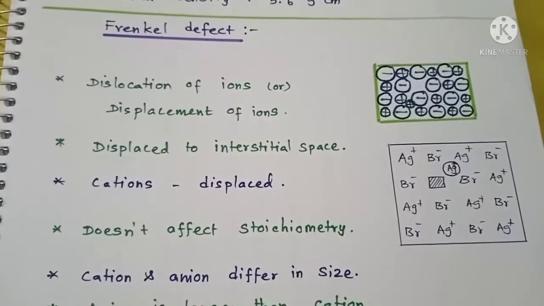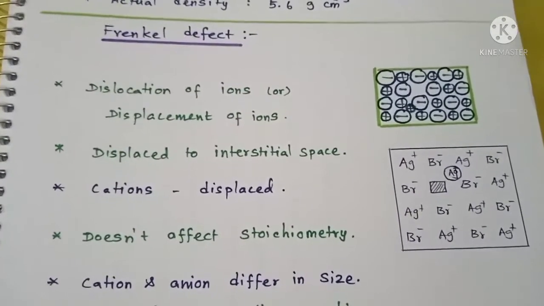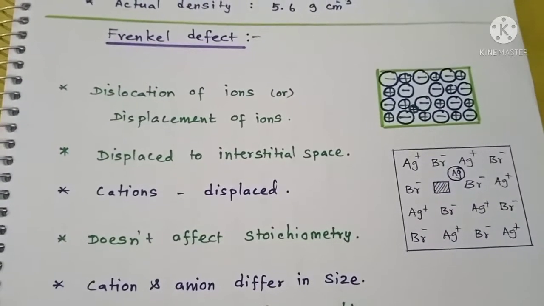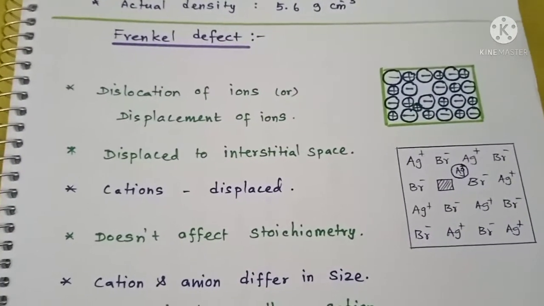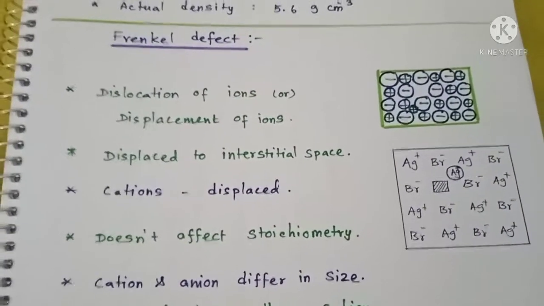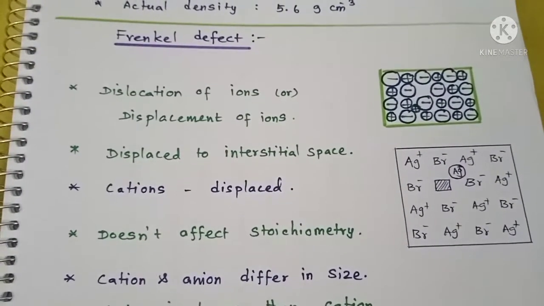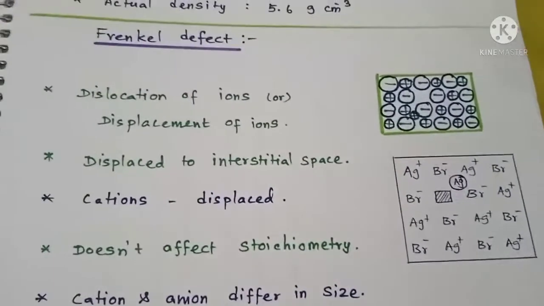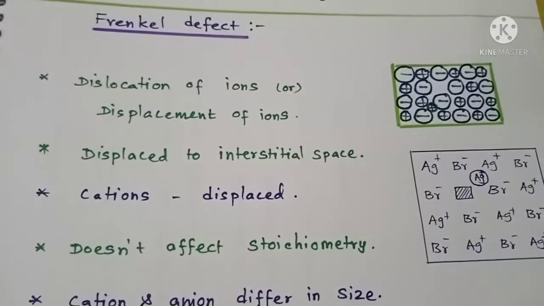Normally in Frenkel defect, cations are displaced rather than anions, because the cations are smaller in size, so they can readily occupy the interstitial space, whereas anions, being larger, cannot get occupied in the interstitial space. So this is the point you have to remember: always cations are displaced in case of Frenkel defect.